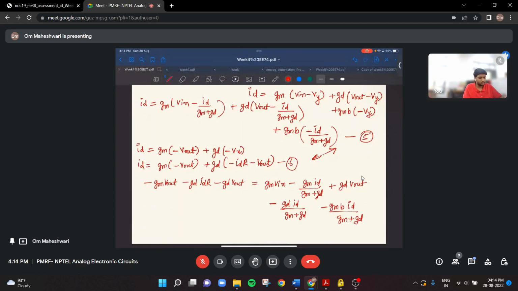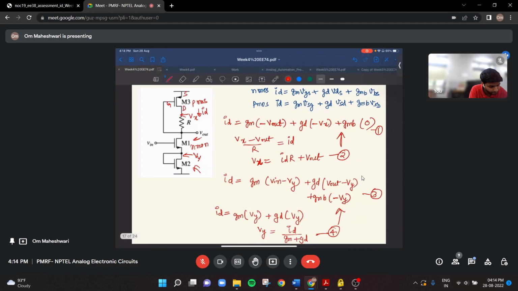What do we have to find? Okay, so there is one issue still. We still have ID that we have not eliminated, right? How can we eliminate ID?